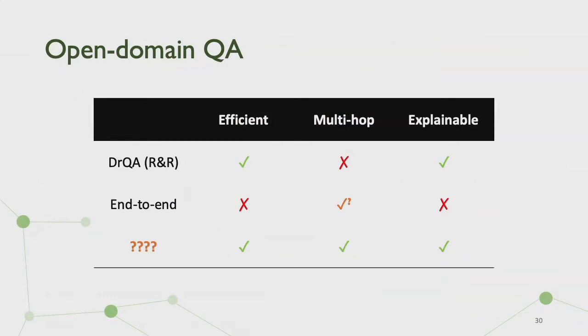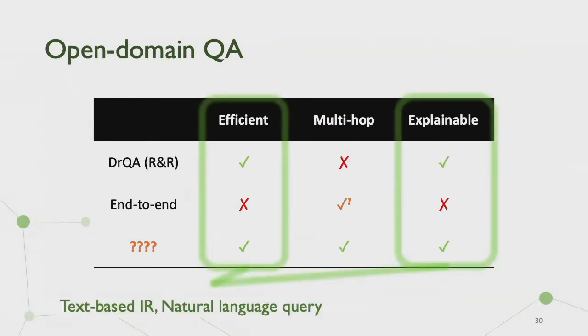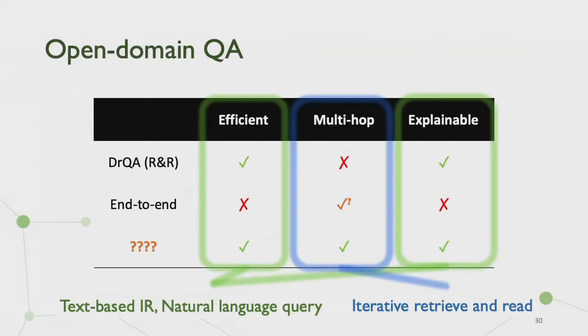So I would argue now that in order to be efficient and explainable, we probably want to mimic what people have done for DrQA, falling back to using text-based information retrieval, and actually generate natural language queries so that people can read the queries our system is generating. So basically following the reasoning step. And to achieve multi-hop reasoning, I would argue that we should move away from just retrieving with the question and reading the top results, and really move into a regime where we can do multiple steps of retrieval based on what we have. And this is our system.